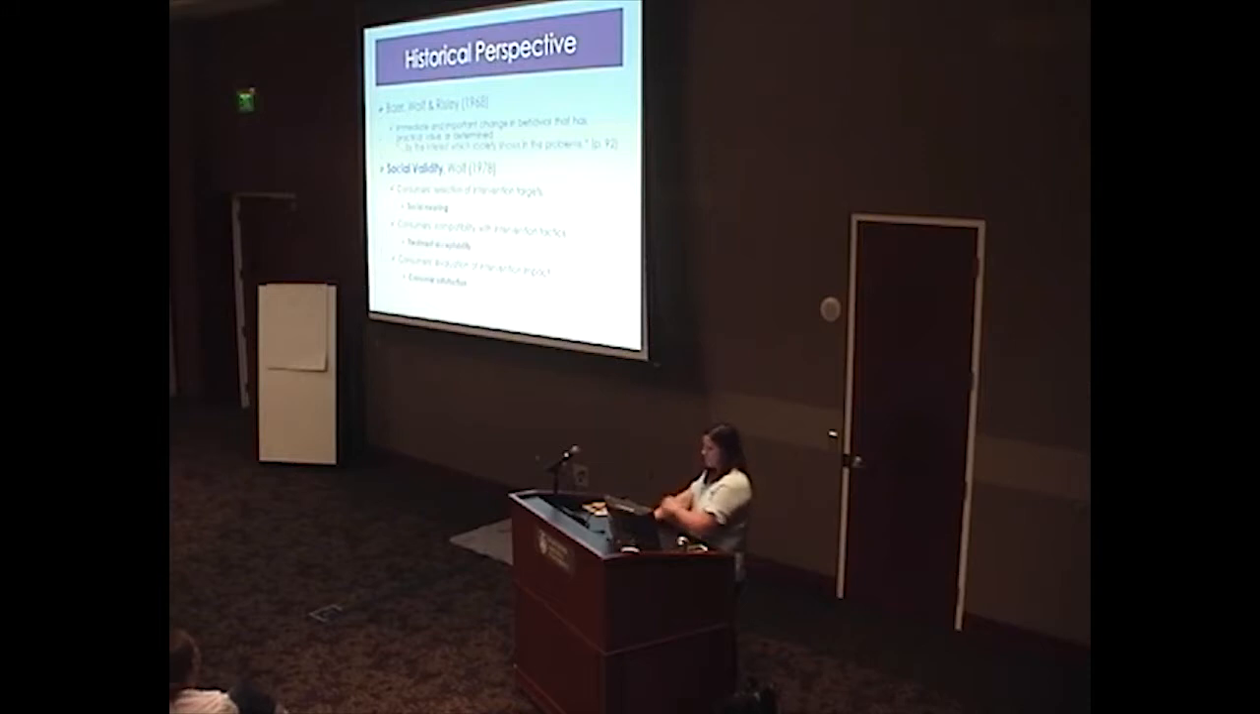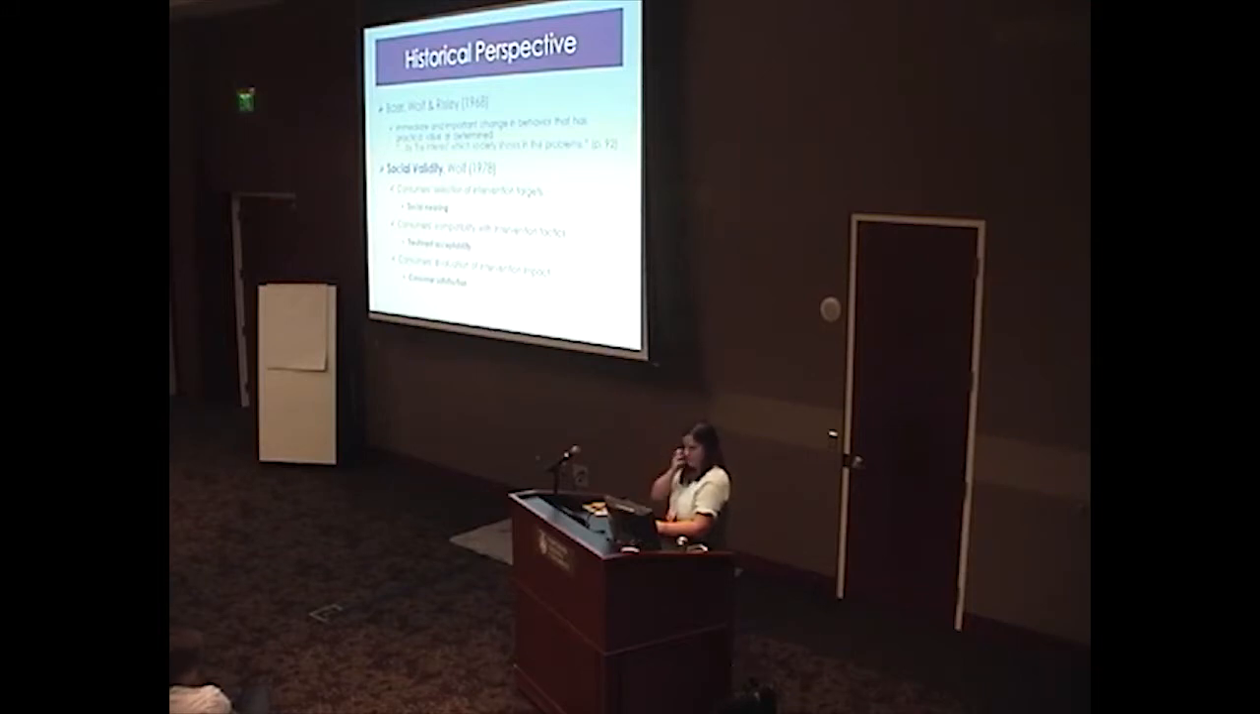Okay, really quickly, a historical perspective. There's this great article that came out in 1968 from Baer, Wolf, and Risley. He's talking about this client who's important here. It says immediate and important change in behavior that has practical value as determined by the interest which society shows in the problems. So it's like what we value and what our system and organization value, it's about that society and that community. And then in 1978, Wolf expands on these ideas and talks about social validity.